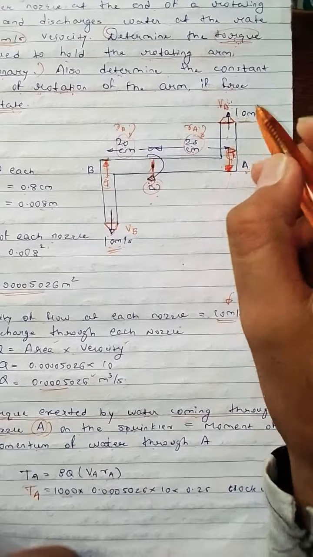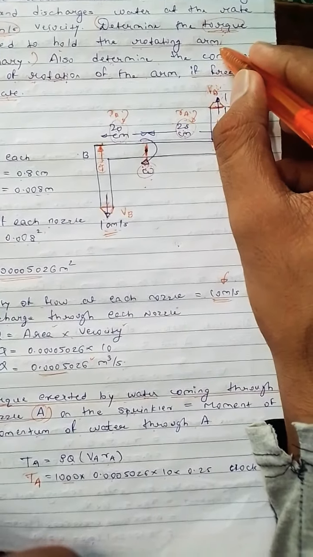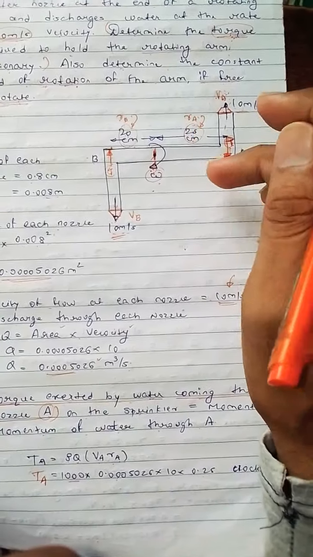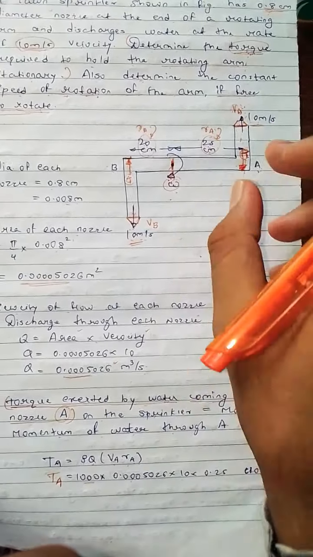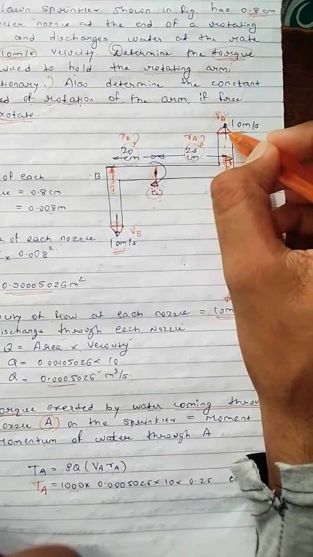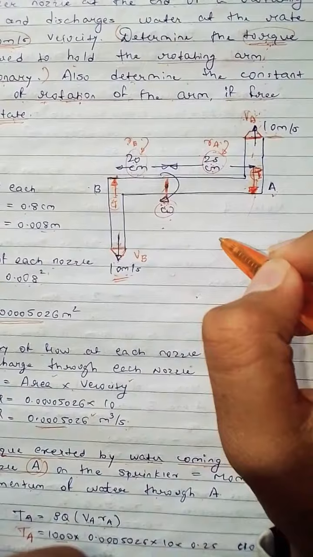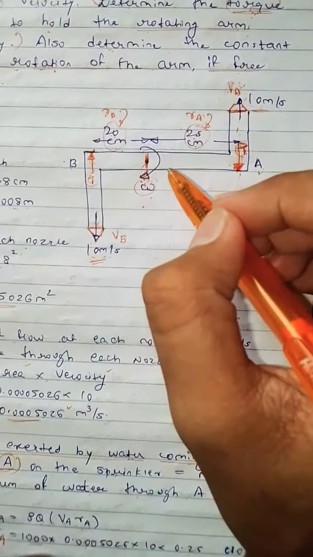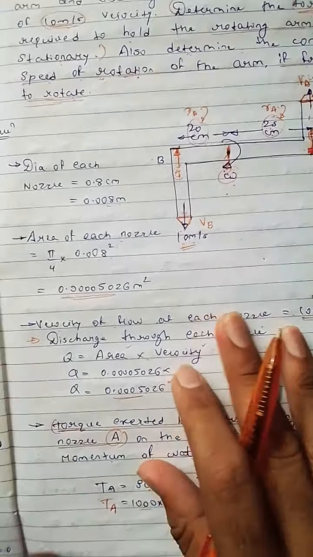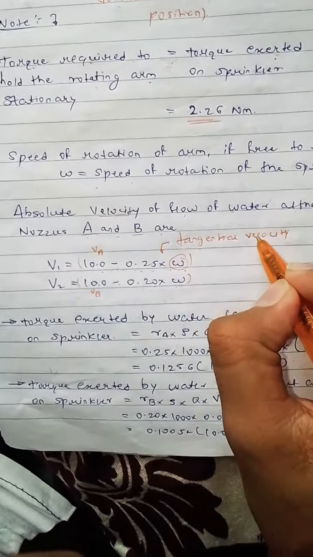Similarly at point A, the water is flowing in the upward direction, but the sprinkler is rotating in the downward direction with respect to this surface. So the absolute velocity at point A will be decreasing. So we have to decrease the velocity by some value, and that value will be the tangential velocity.